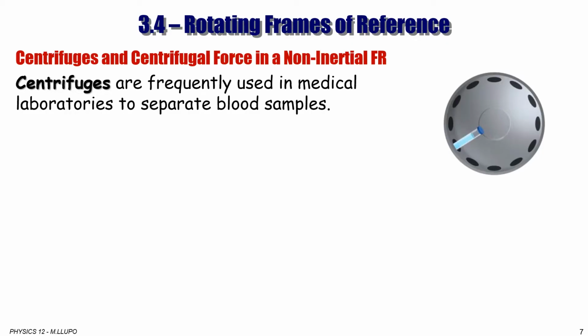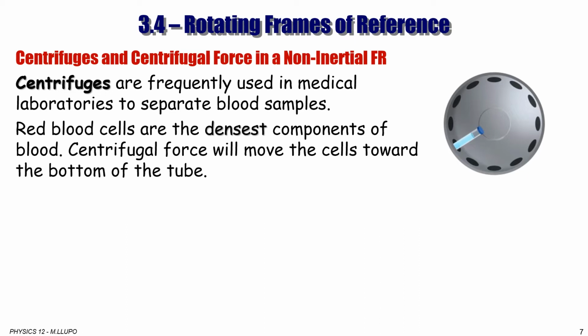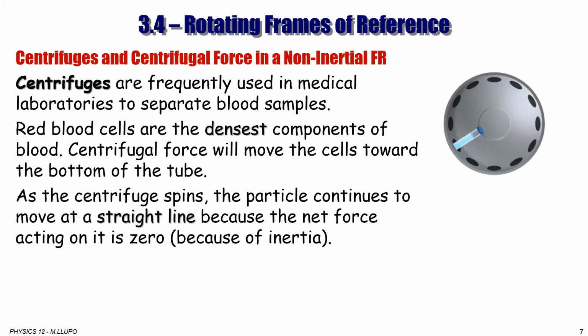Centrifuges are frequently used in medical laboratories to separate blood samples. Red blood cells are the densest component of the blood. Centrifugal force will move the cells toward the bottom of the tube. As a centrifuge spins, the particle continues to move in a straight line because the net force acting on it is zero. Because of inertia, it's going to move in a straight line. So it is going to end up at the bottom of that test tube.